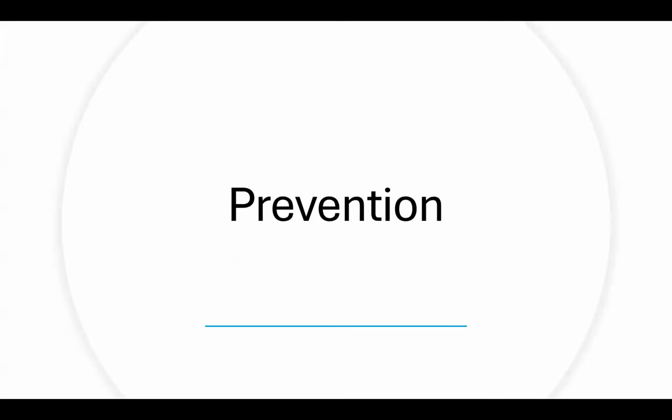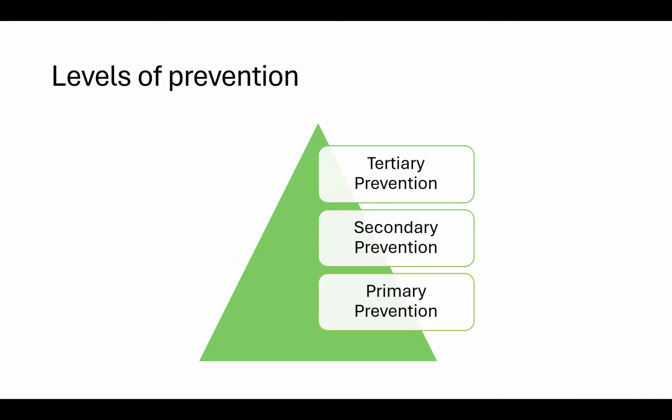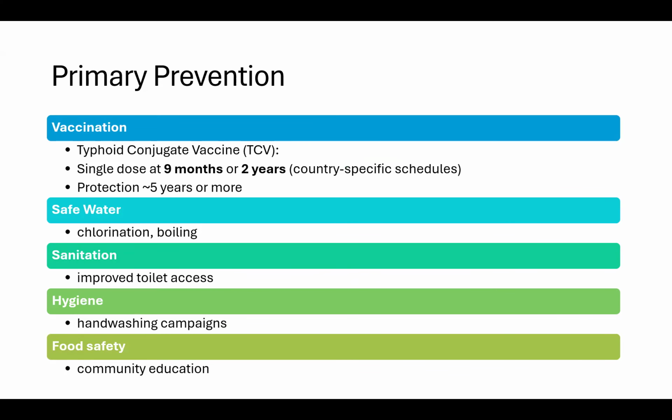So now we will apply the three levels of prevention: primary prevention, secondary prevention, and tertiary prevention. Primary prevention, as I have explained previously, includes vaccination, which is typhoid conjugate vaccine, a single dose at 9 months or 2 years. It depends upon the country's specific schedule. Pakistan has introduced typhoid vaccine in the EPI program. It gives protection for 3 to 5 years.